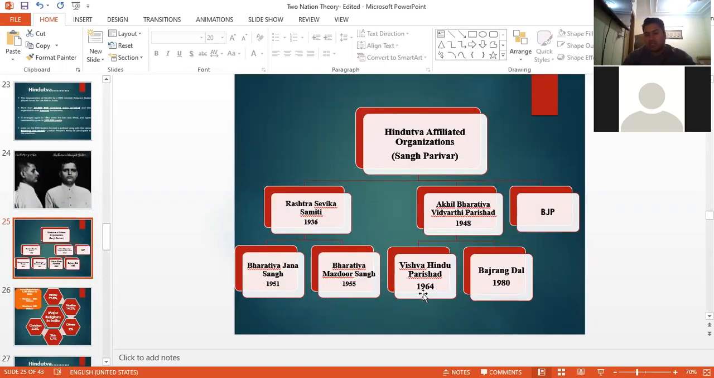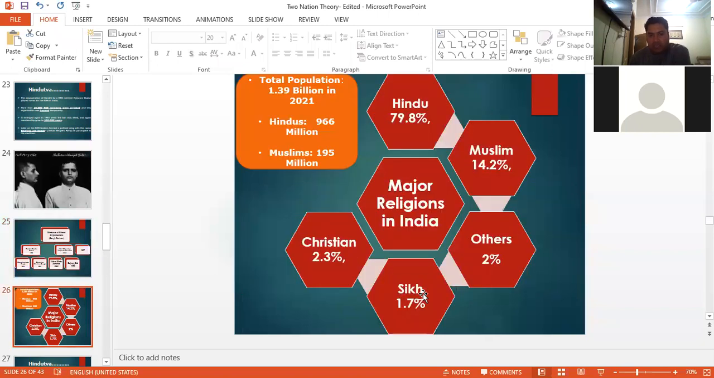Hindutva organizations are also called the Sangh Parivar. There are many of these organizations, hundreds of them, but these are the dominant parties, well connected with the Hindutva ideology, and they are very, very dangerous. They are very, very influential. If you analyze modern times, Hindus are 80% of the Indian population, and Muslims are only 14% in India.